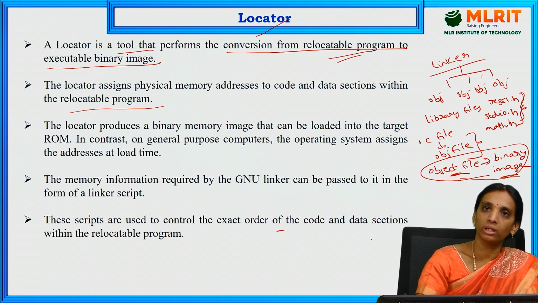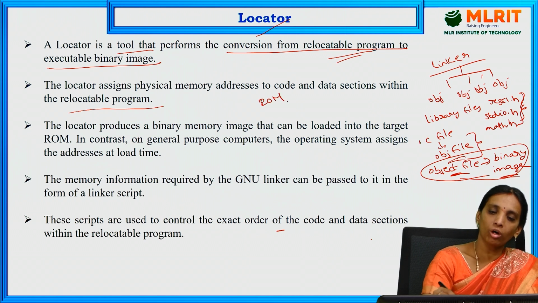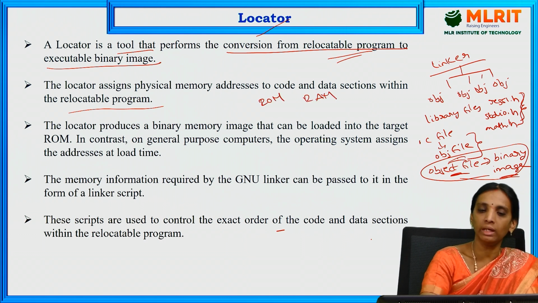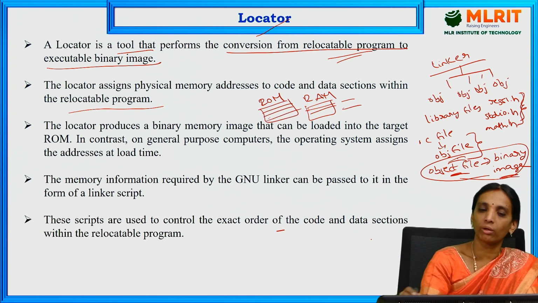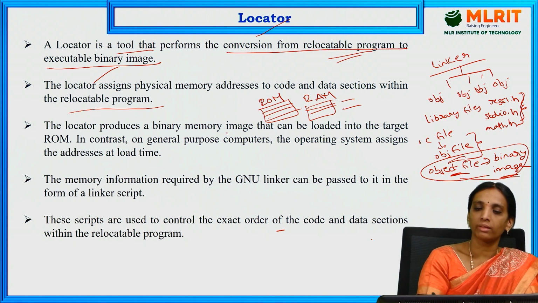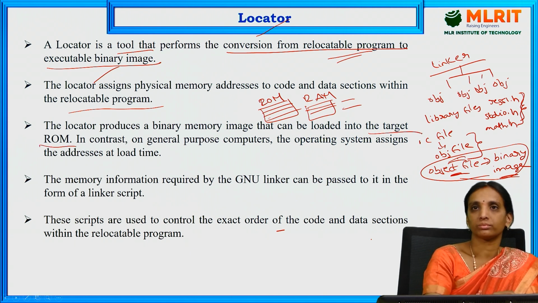Based on the data and the code part used in our program, we need to assign some memory to our program. The code part will be moved to the ROM and the data part will be stored in the RAM. Here the locator will assign particular memory locations to this program. From this memory location to this memory location will be allotted to that particular program by the locator. The locator produces a binary image that can be loaded into the target ROM.